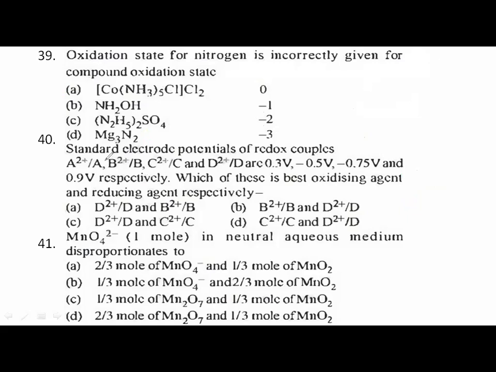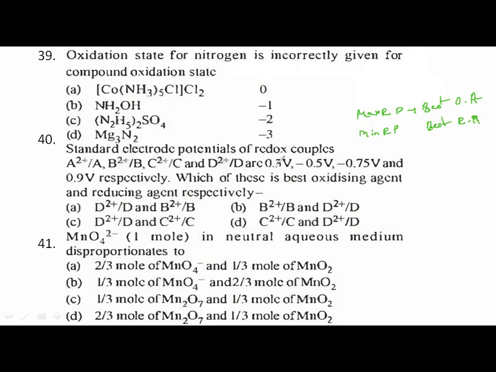Is that right? Next, standard electrode potentials of redox couples are given: A plus 2 and A, B plus 2 and B, C plus 2 and C, D plus 2 and D, respectively. Which of these is the best oxidizing agent? See, the redox couple with maximum reduction potential will be the best oxidizing agent. And with minimum reduction potential, it will be the best reducing agent. Remember it. So maximum reduction potential, best oxidizing agent. Minimum reduction potential, best reducing agent.